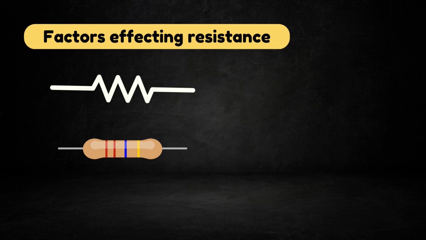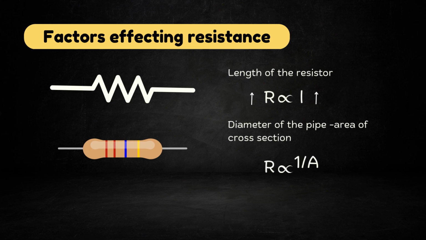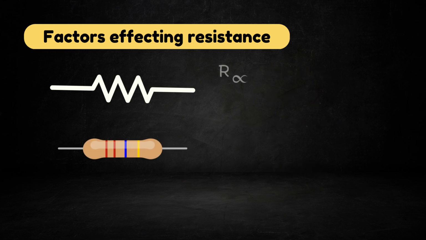Similarly, for a resistor, the length of the resistor is directly proportional to its resistance. That is, longer the length, higher the resistance. And the diameter or area of cross section is inversely proportional to the resistance. That is, more area of cross section, faster the electrons will flow, which is lesser the resistance. So combining these two, we can write R is proportional to L by A.